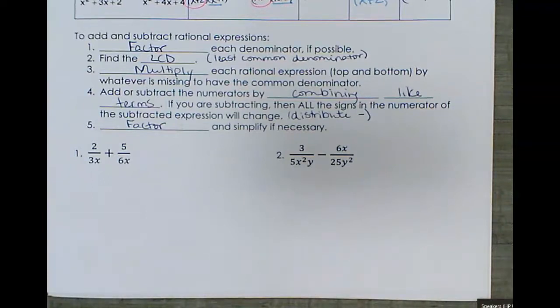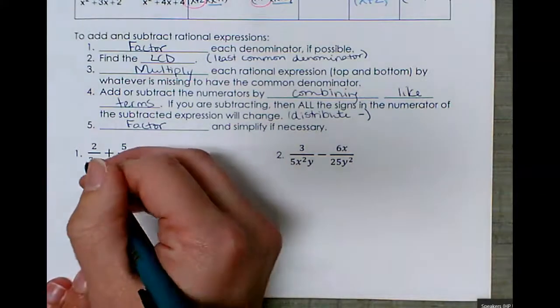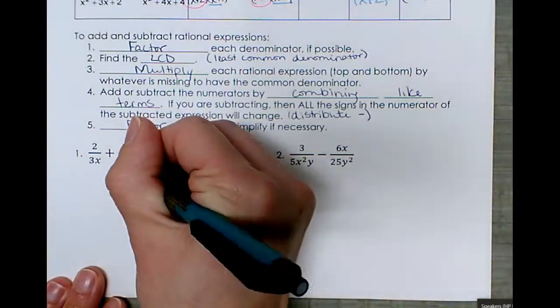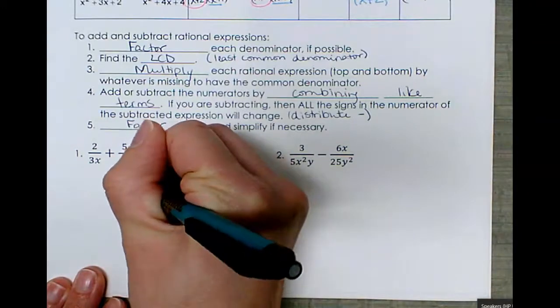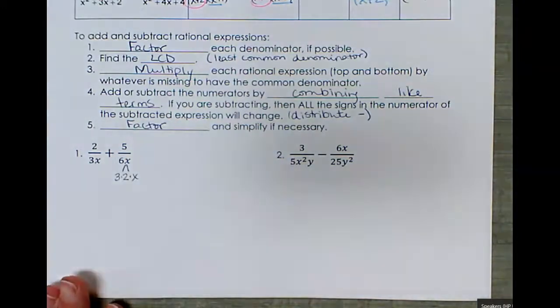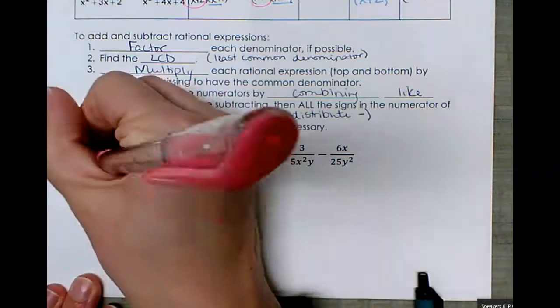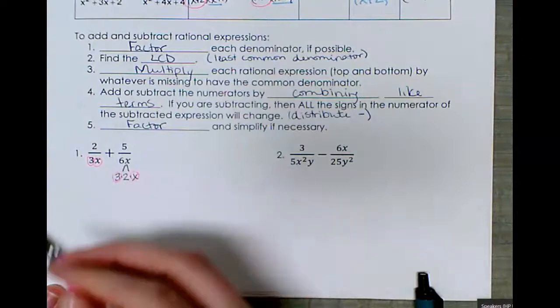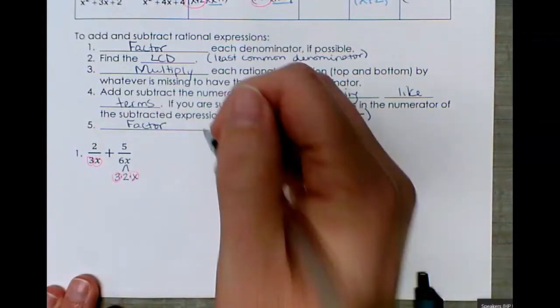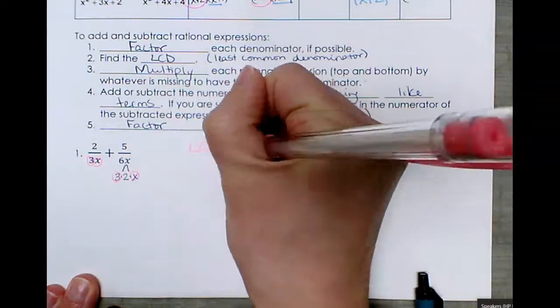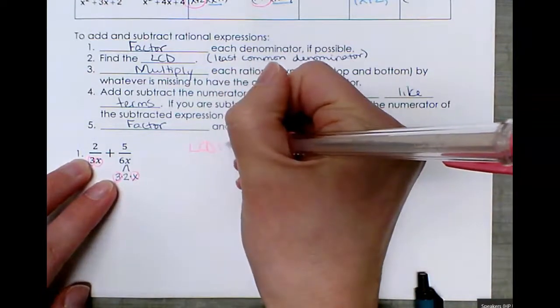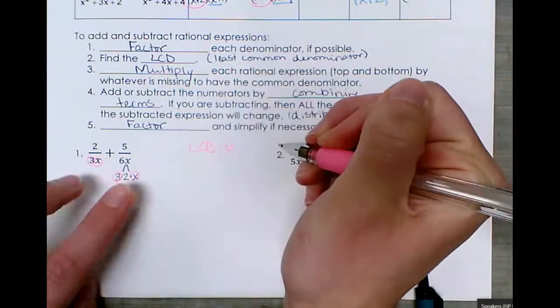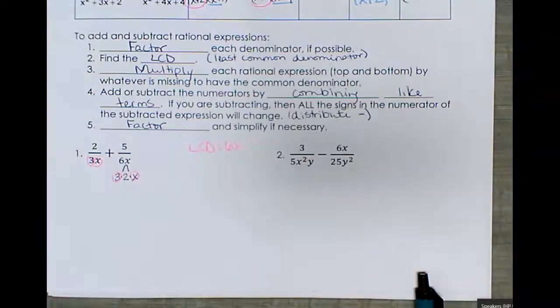So, in problem number 1, I need to factor each denominator. So here, this is a 3 and an x. Here, this is a 3 times 2 and an x. So I notice that they both have 3's, they both have x's, but this one has a 2 and this one doesn't. So my least common denominator is going to be a 3 times a 2, which is a 6, and an x.